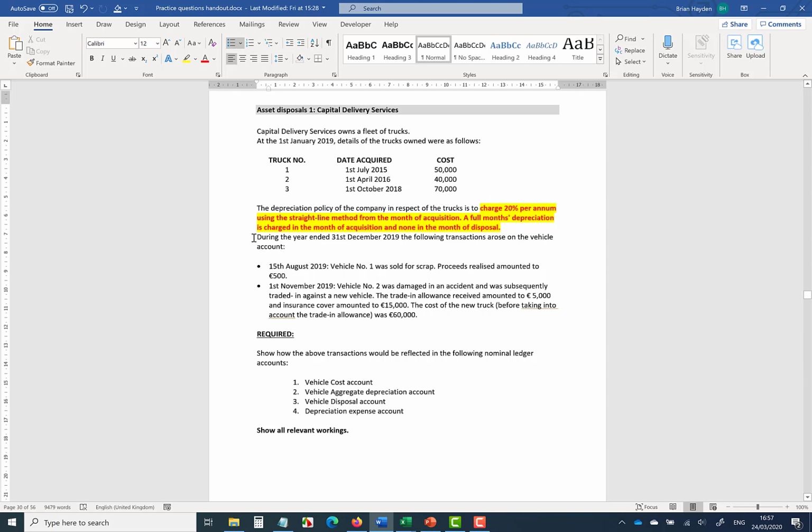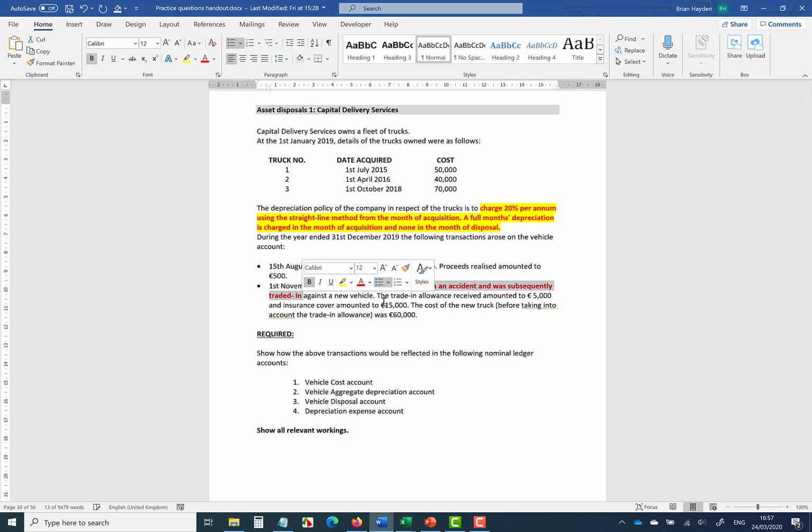Okay, so during the year ended December 2019, the following transactions arose on the vehicle account. So in August 2019, vehicle 1 was sold. So we have a disposal of an asset and we sold it for some money. We got €500 scrap proceeds. And in November 2019, vehicle 2 was damaged and traded in.